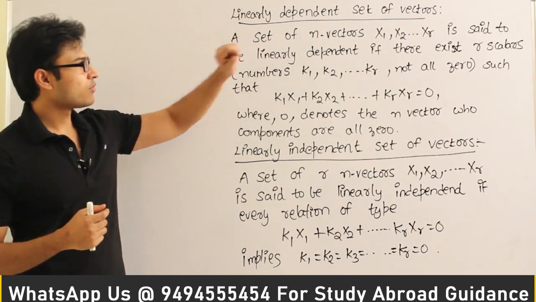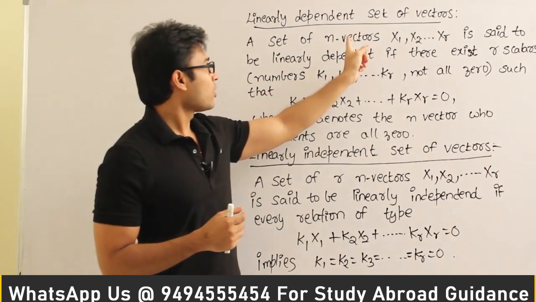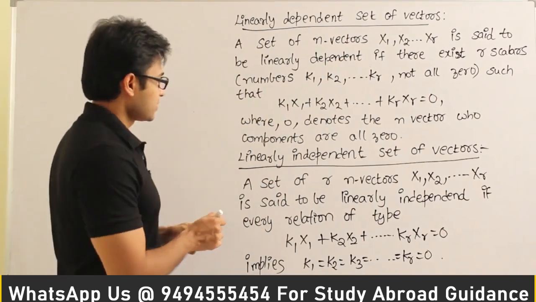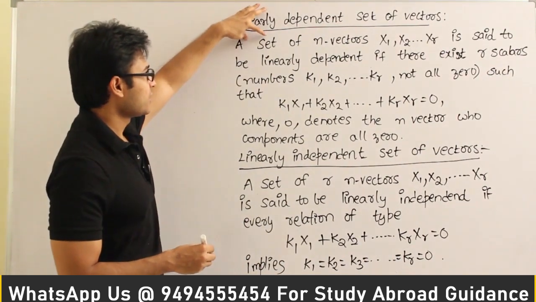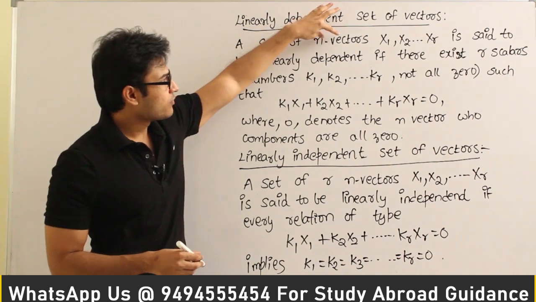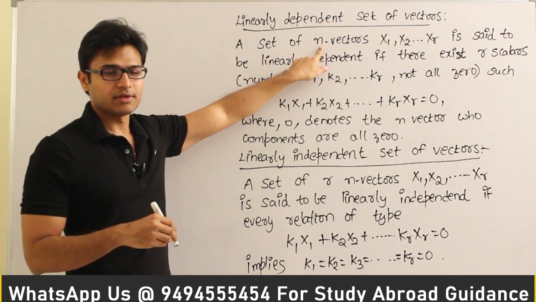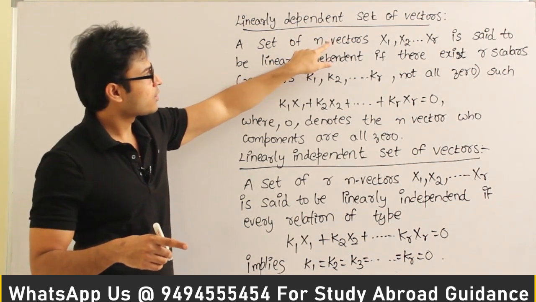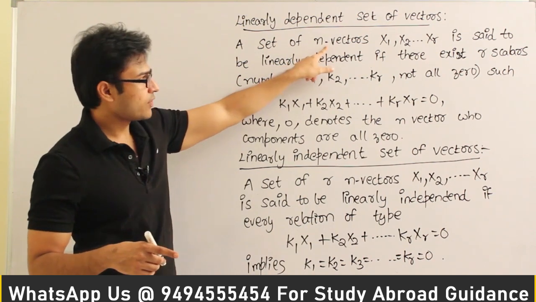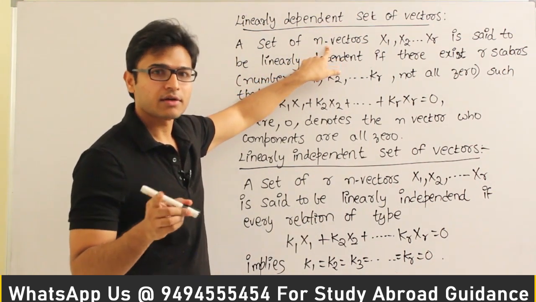Linearly dependent set of vectors. A set of n vectors x1, a set of r vectors, let's say. Just try to understand it. A set of n vectors means the size of each vector is n. That is what I mean. It is not that the total number of vectors is n, the size of each vector is n. So we have a set of vectors in which the size of each vector is n.